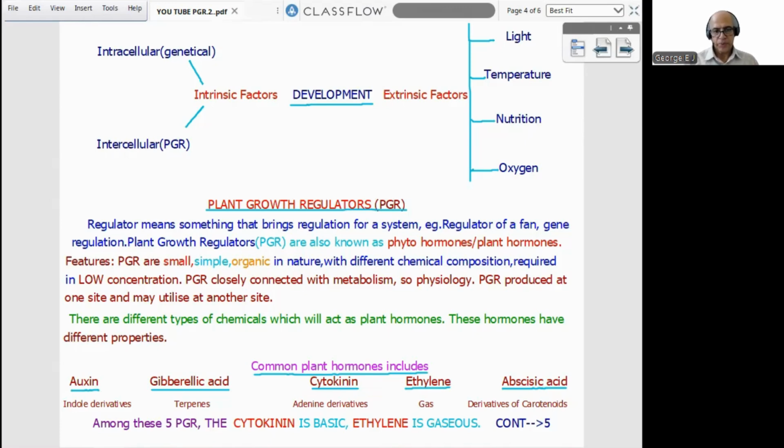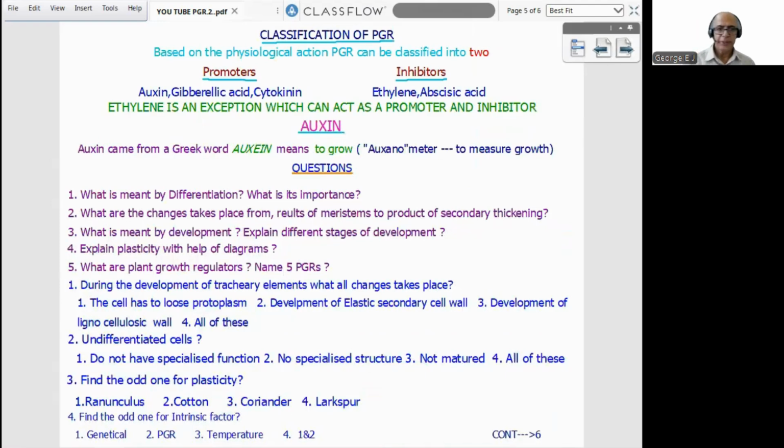And what is the exception of cytokinin? That it is basic. What is the exception of ethylene? It is gaseous. Then comes classification, promoters and inhibitors. Auxin, gibberellic acid, cytokinin are promoters; ethylene and abscisic acid are normally inhibitors. But again, here we can find an exception, ethylene. Ethylene can work in both ways. Then we introduce the term auxin, a Greek word, and what it means. The auxanometer instrument we also discuss. Then 5 theory questions, 5 entrance questions.